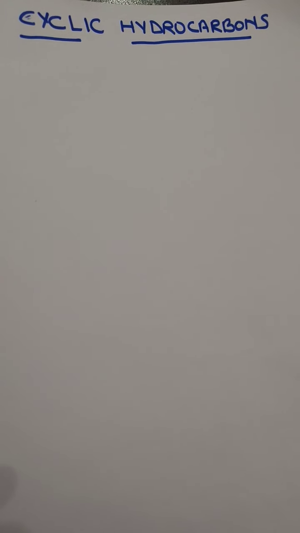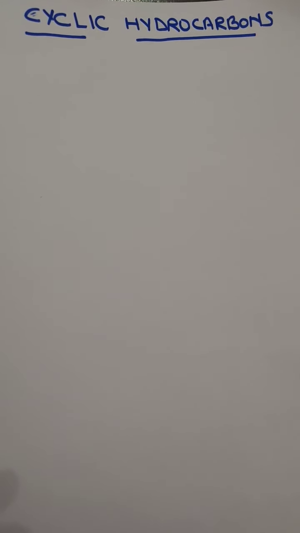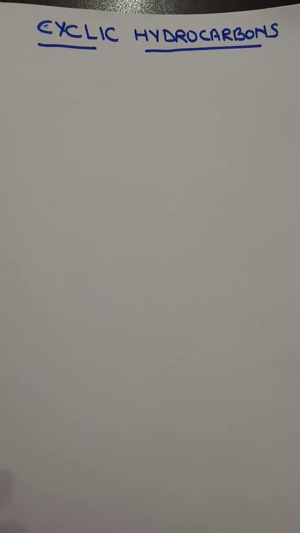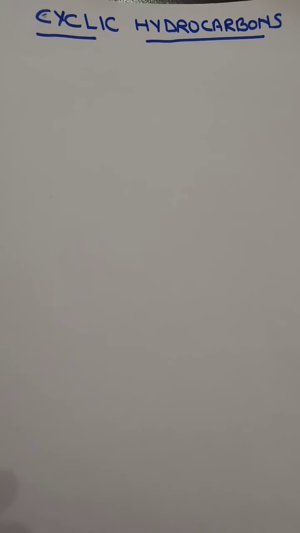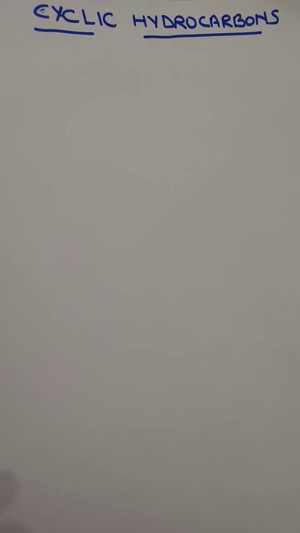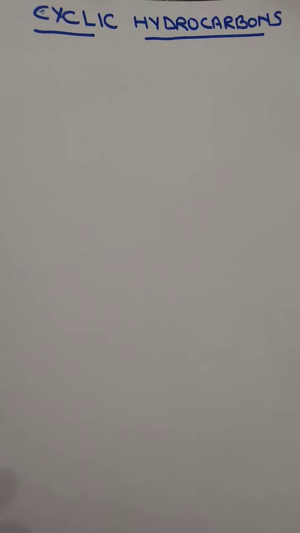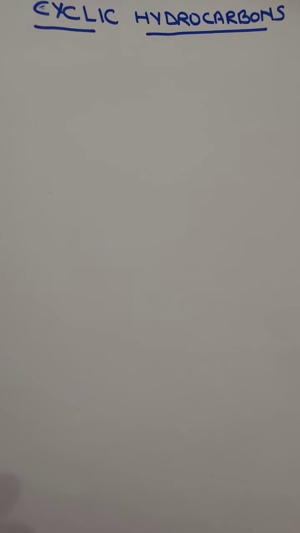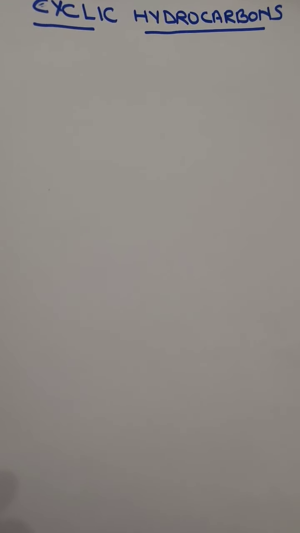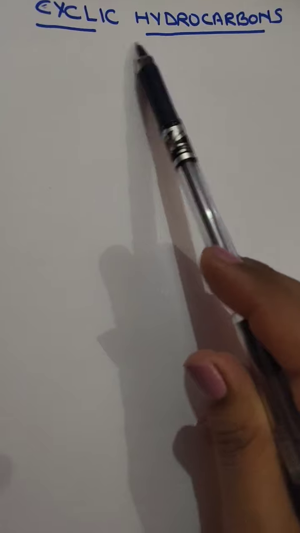We were doing chapter number 4, that is carbon and its compounds, and we have completed almost half of the chapter. And today, moving ahead with the topic, we will be doing cyclic hydrocarbons. As we have all studied, hydrocarbons are arranged in a straight chain, they can also be arranged in a branched chain manner, and some of the hydrocarbons are arranged in a ring-like structure, called cyclic hydrocarbons.